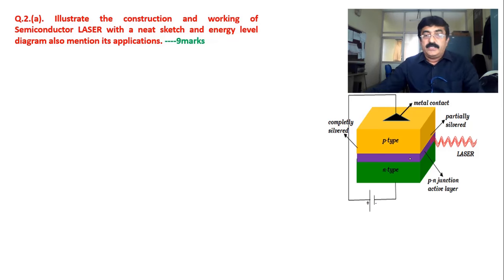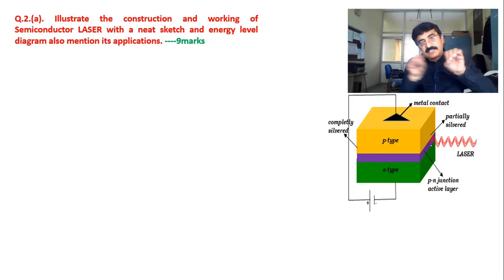So look at this. Top face and bottom face connected to power supply. Front face and the back face are silvered. Among them, front face is partially silvered, back face is completely silvered. So partially silvered face is here, and once the laser is finally produced, it will escape from the partially silvered face. So it acts like a window. There is a small opening, laser will escape through that part, and the whole lasing action happens in this junction region.